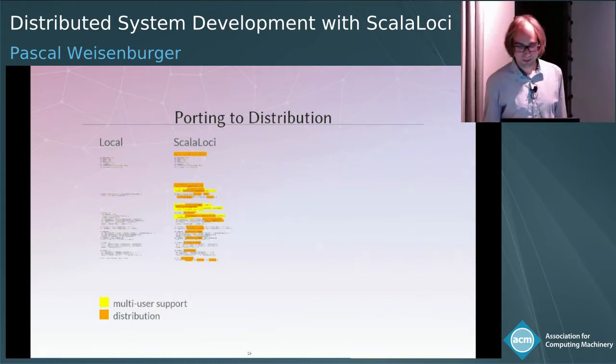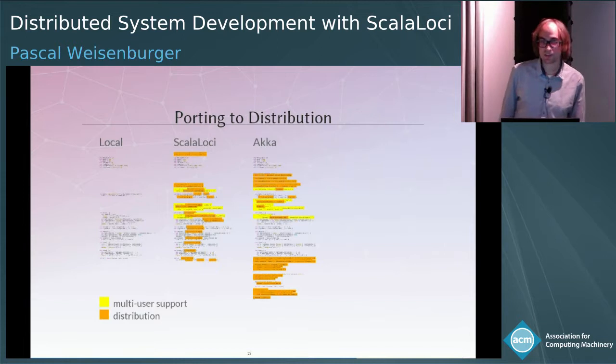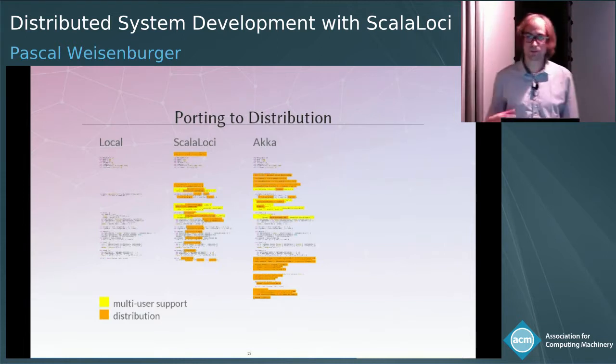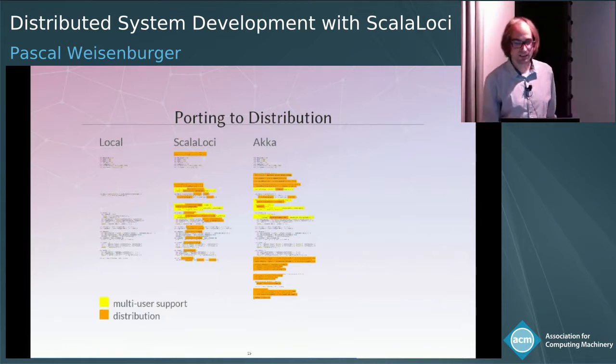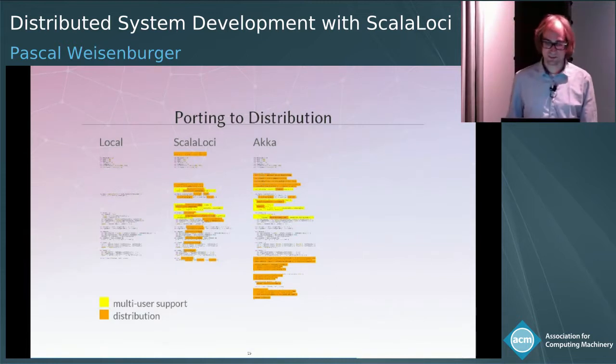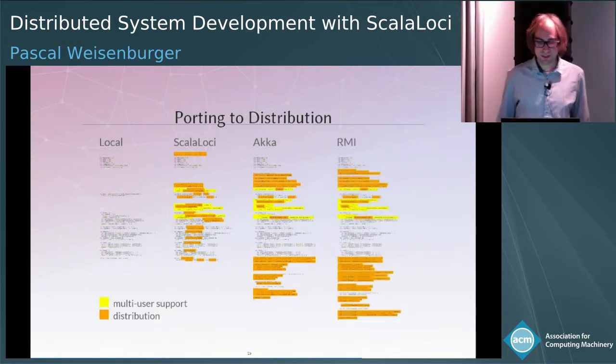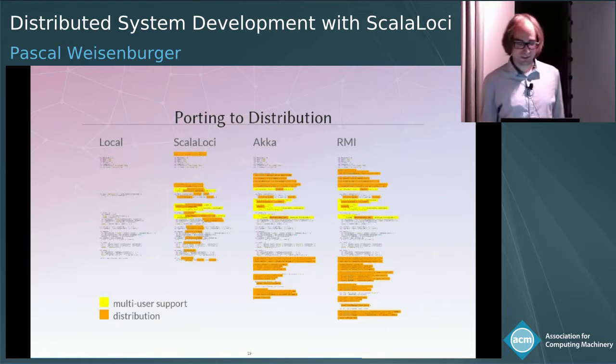We also implemented the same application using Akka actors. So here we have some more communication boilerplate for manually sending and receiving messages. And more importantly, we lose static type safety guarantees for remote access. So for Java RMI, we have a similar picture. Basically, it's just more boilerplate needed for the communication there.